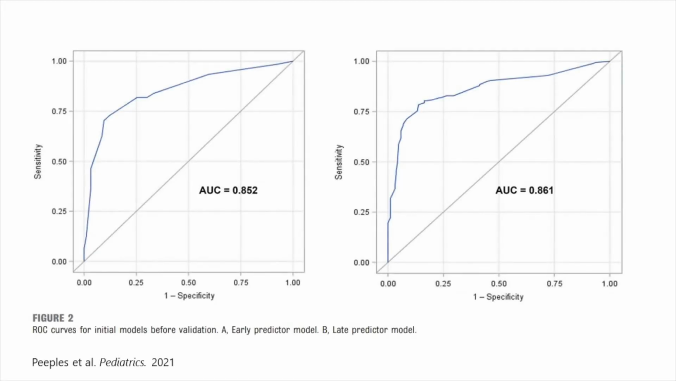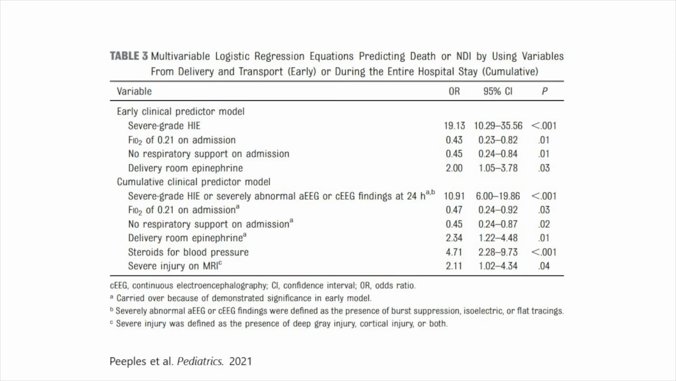So I wonder if you could talk a little bit about the role, when you look at these two models, and we're going to pull up here the AUCs from the early and the late model. Yeah, so if you look at what various parameters they had used to generate the early predictive model, as you can see, the heaviest odds ratio we are seeing was the severity of the grade of HIE.